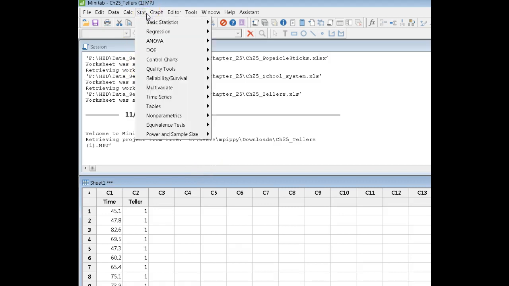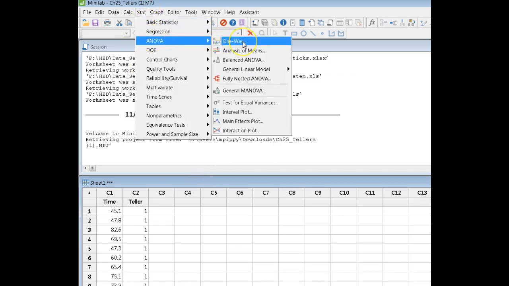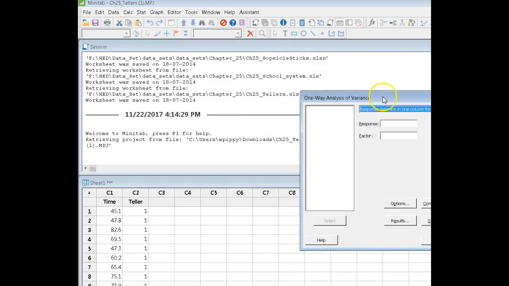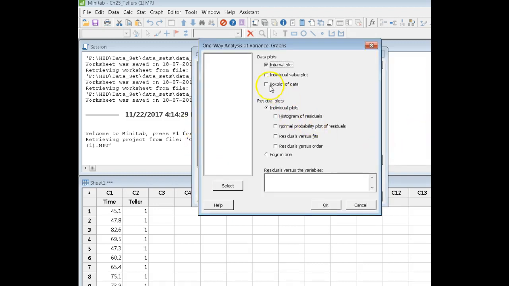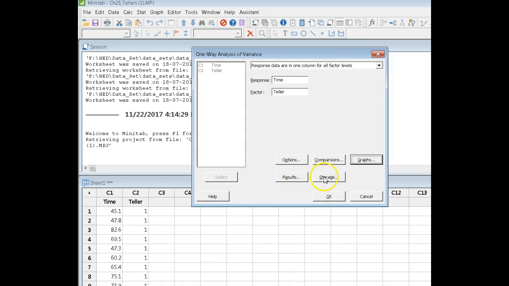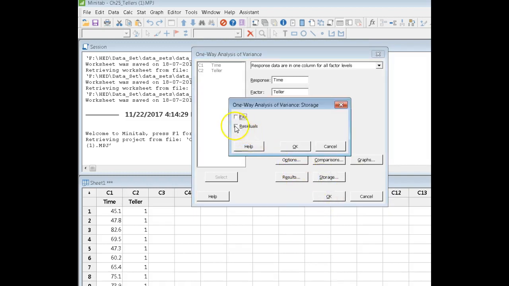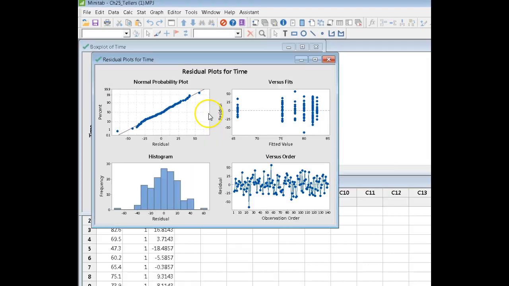Alright, we go to Stat, ANOVA. This is a one-factor analysis of variance. All our data are in one column. The thing we've measured, which is the response, is time, and we want to break it out by teller. As usual, we want box plots of the data, turn off the interval plot, and we want the 4 in 1. Just in case, we may want the residuals, so get Minitab to store them in case we have to check them for normality. Say OK and OK.